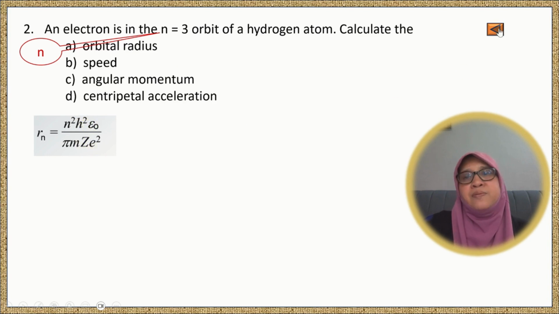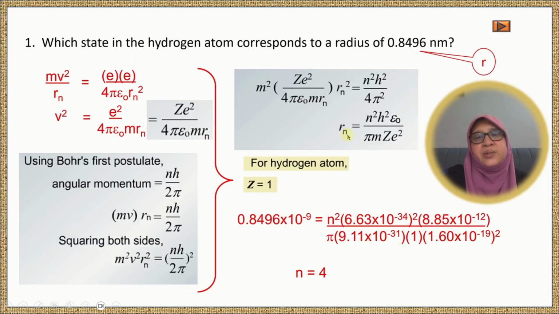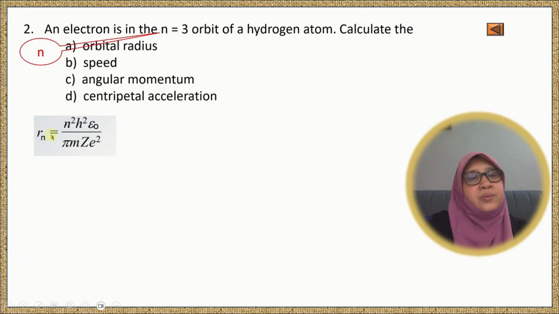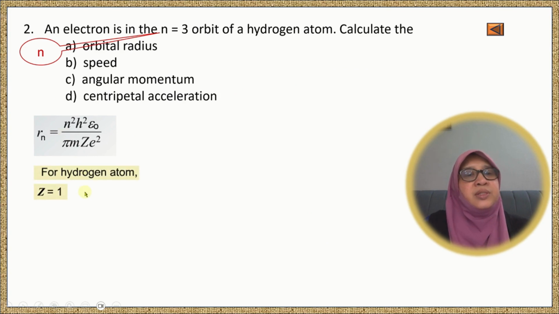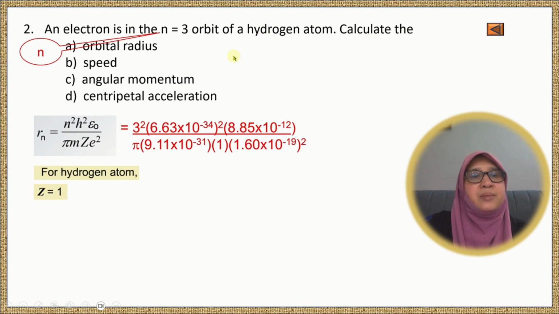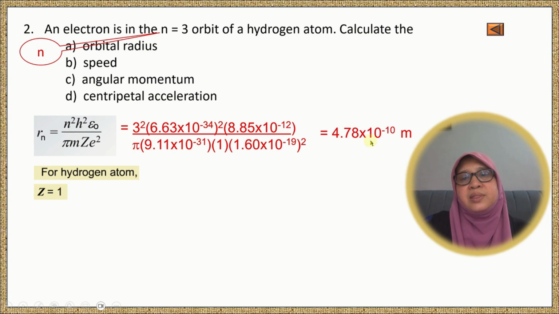We go back to the first question. This is the radius formula that we got just now by combining two physics concepts: the first Bohr postulate and the centripetal force. So we get this formula for the radius of the hydrogen atom. We substitute Z equals 1 because this is a hydrogen atom, and we get a radius of 4.78 times 10 to the power of negative 10 meter.